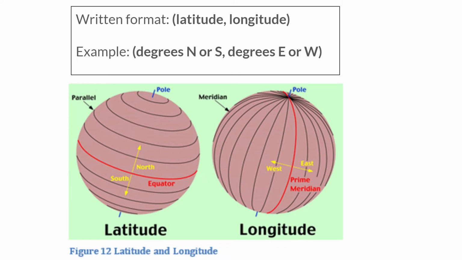The written format, if I were to ask you a place anywhere on Earth using latitude and longitude, and I told you to give me the terrestrial coordinates, the format would be latitude first, comma, longitude. For example, latitude is always north or south of the equator, right? So how many degrees north or south of the equator is that location? Comma, how many degrees east or west longitude is that location? So north and south will always come first for latitude, and then east and west for longitude.